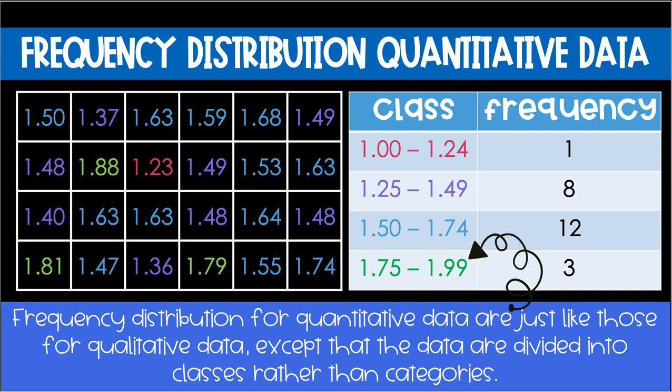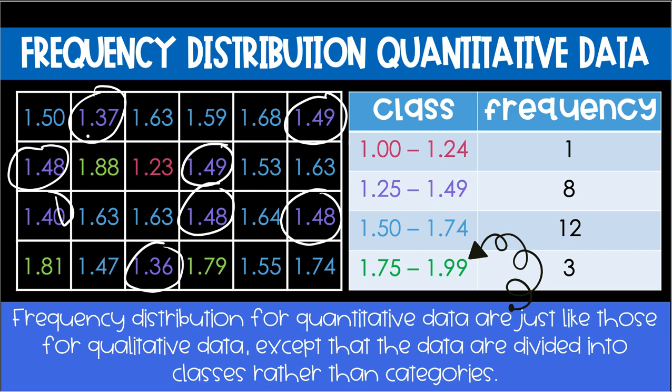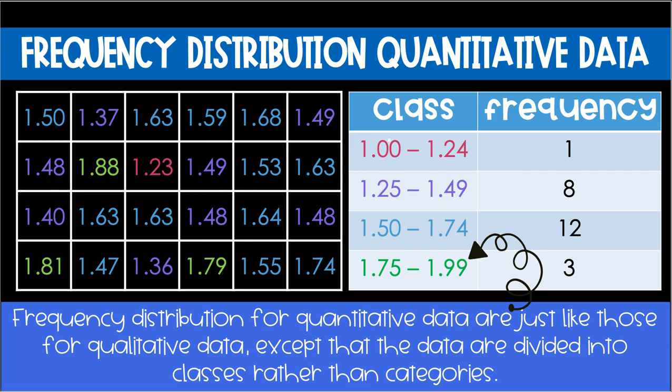For example, if I have 4 classes, the first class from 1 to 1.24, I only have one value that falls within this class. They're no longer categories, they're called classes. If I take the next class from 1.25 to 1.49, I have a total of 8 values, and we can count them. 1, 2, 3, 4, 5, 6, 7, 8, and so on. That's how we classified our numbers.